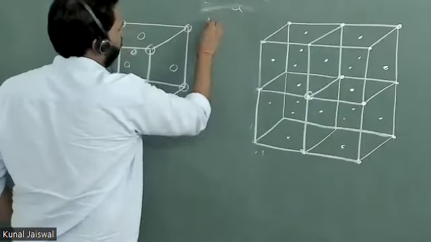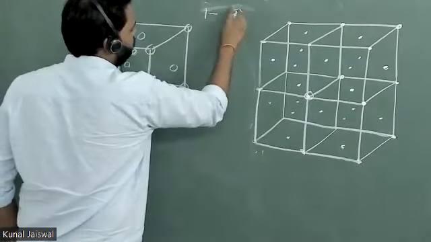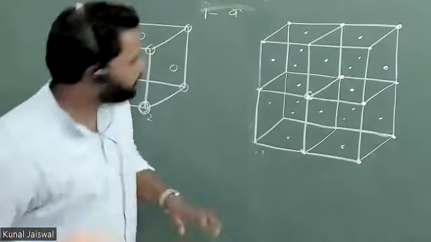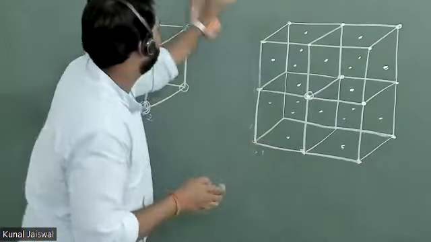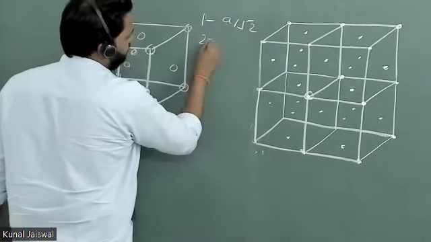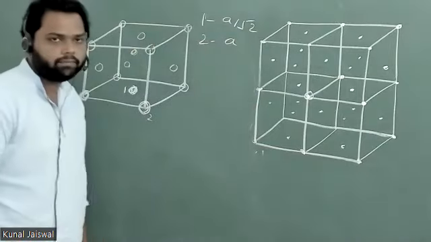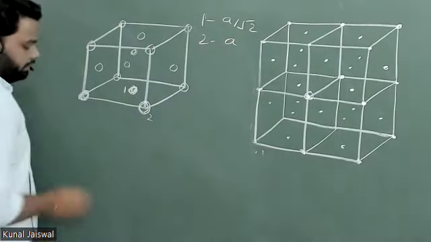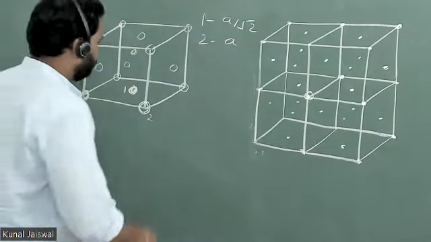First is A by root 2, and second is at a distance A. But now let's talk about the third one.